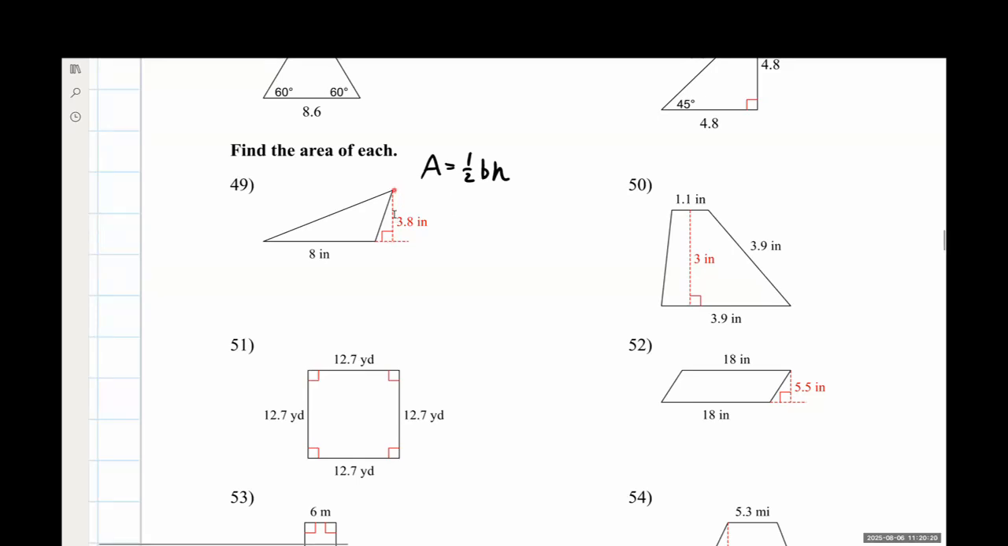So what would the base be? Well, if this dotted line was actually connected to the rest of the triangle, then this side length down here is what I'm going to be using for the base. So I have my height of 3.8. I have my base of just this section over here, 8, and I can plug those into my equation and solve for the area.